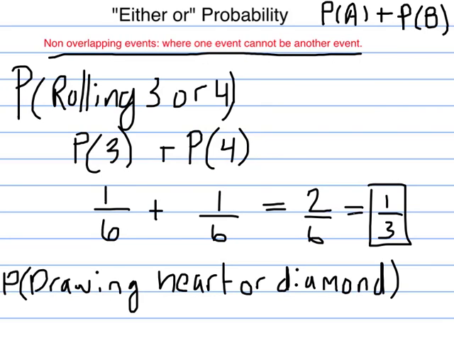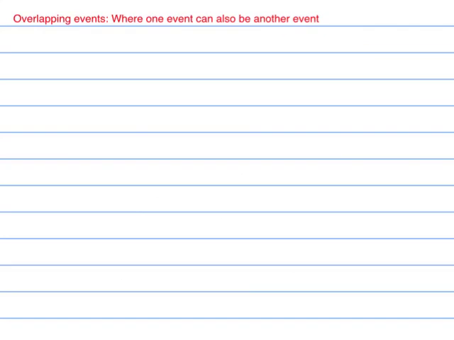Alright, so to do that you find the probability of drawing hearts plus the probability of drawing a diamond. So the probability of drawing a heart is 1/4, and the probability of drawing a diamond is 1/4. So you add those together, 1/4 plus 1/4 is 1/2. Notice that in both of these situations, a 3 can never be a 4 and a heart can never be a diamond. Now we're going to take a look at what happens when the events do overlap.